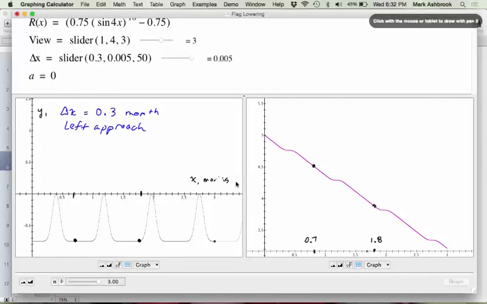Months, not months, seconds. Okay, did you figure it out? Some of you? So, who wants to volunteer and explain what's going on here?